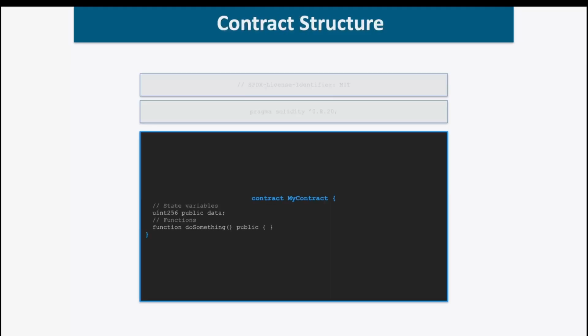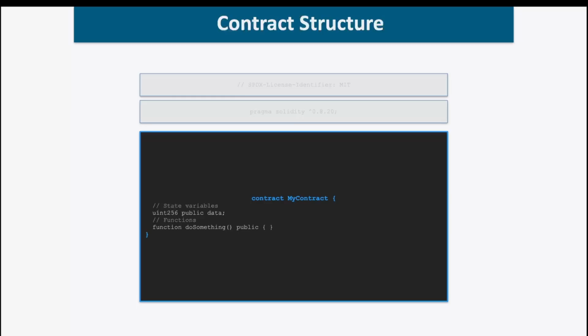Now let's look at contract structure. The contract itself. A contract in Solidity is the main building block. It's similar to a class in languages like Java or Python. Here's the minimal contract. At the top, we start with our license identifier and then our pragma statement. Then, the keyword contract declares a new contract. You give it a name, MyContract, and then you open and close curly braces.